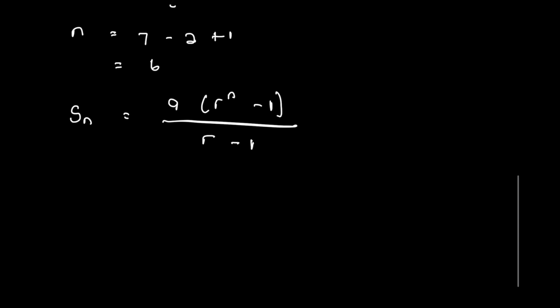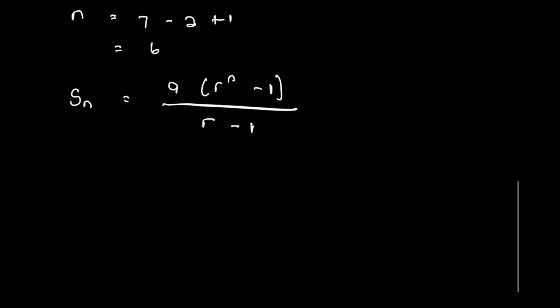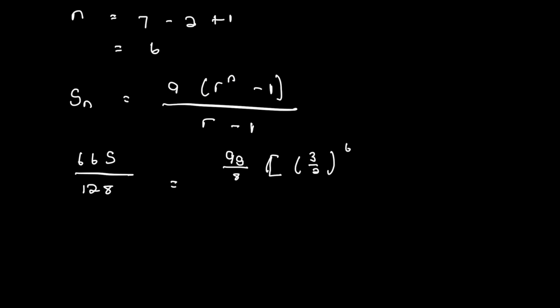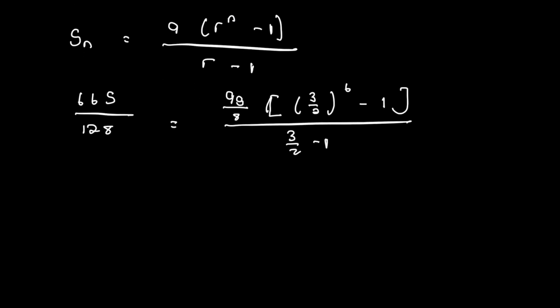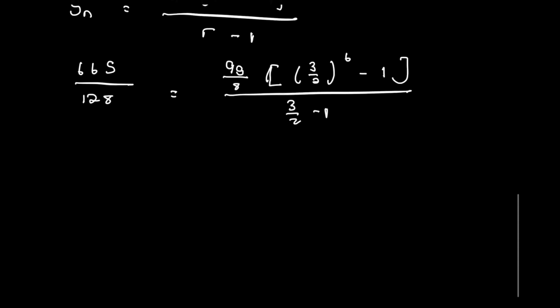So now we're going to substitute the values that we just found. Our Sn is 665 over 128, which is going to be equal to, our A is 9G over 8, square bracket, because we're going to substitute something in. So 3 over 2 to the power of 6, not 7. Please don't make that mistake, guys. Minus 1, close bracket, over 3 over 2 minus 1. So we're just going to simplify this further for ourselves, so it's easier to solve for G.